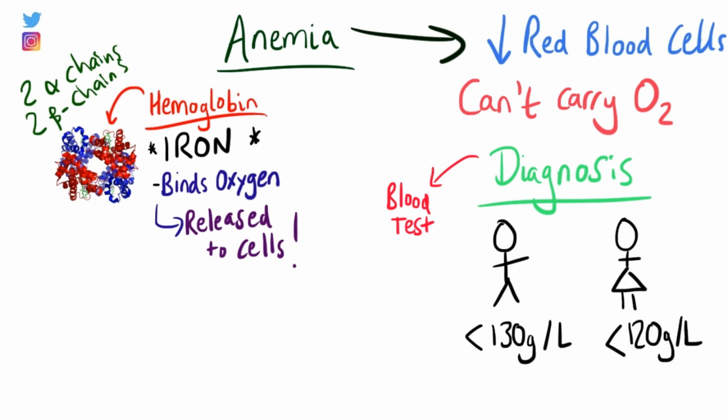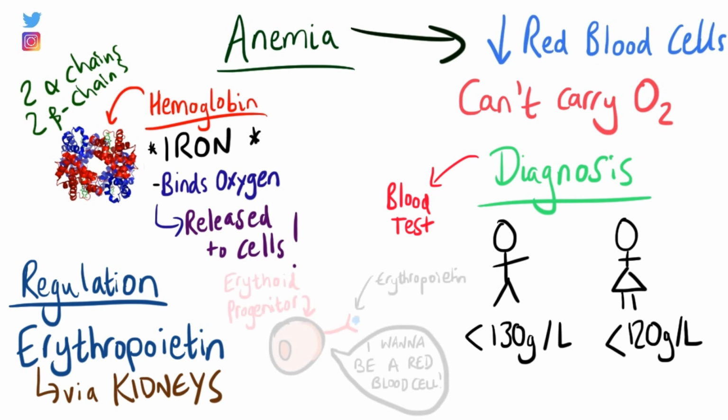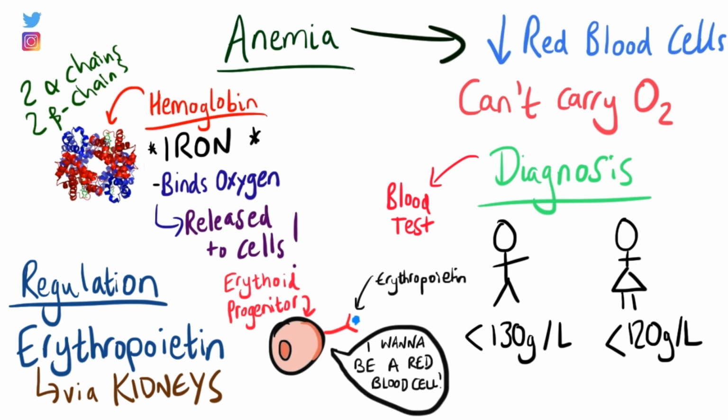The hormone responsible for regulating red blood cell production is called erythropoietin, and it's produced mainly by the kidneys. When we have low levels of oxygen, erythropoietin production is increased. Erythropoietin binds onto a receptor called the erythropoietin receptor, which is present on erythroid progenitor cells in the bone marrow. This stimulates the cell to differentiate into red blood cells. So we need all of this information to understand how several types of anemia work.